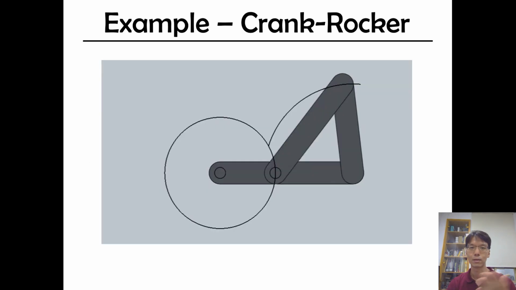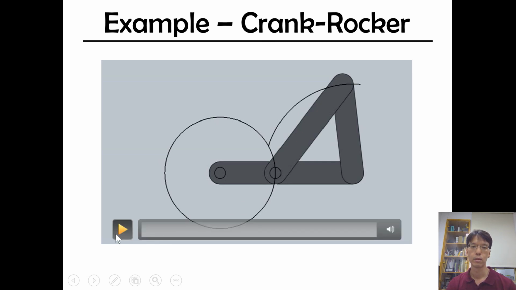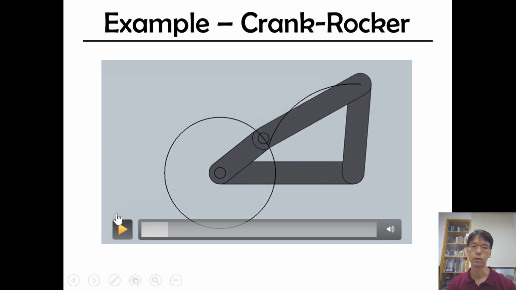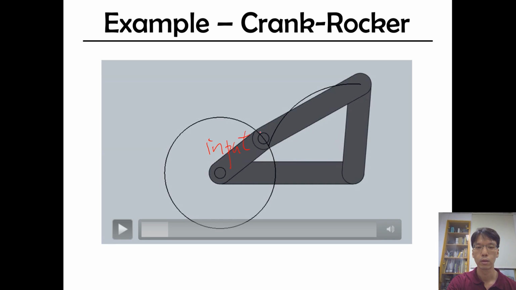So this is another example of a mechanism. This one is called a crank rocker mechanism. So we can see the video, and here we consider this one as the input. The short link is called the input, and this one is the output.